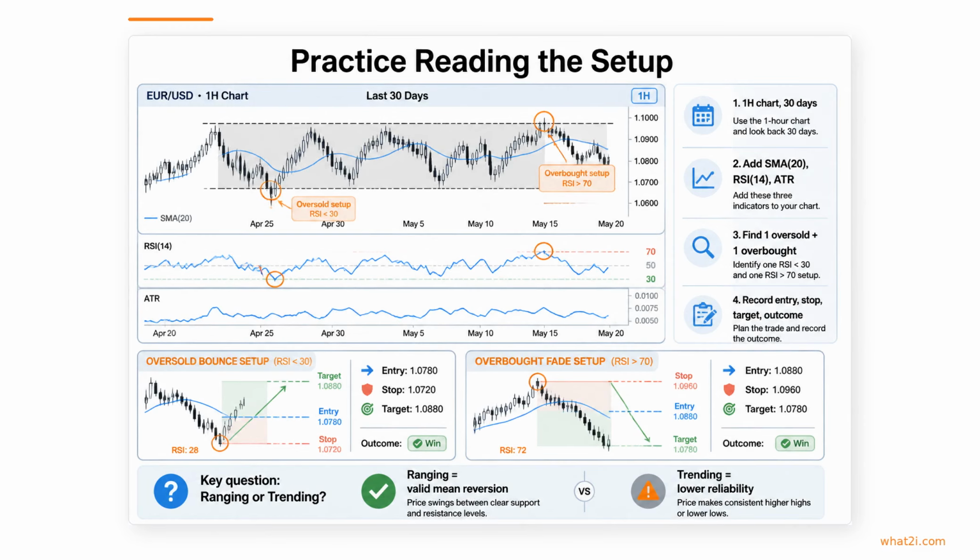A great way to build skill is to review recent charts and practice identifying valid setups for yourself. Use a 1-hour chart, add a 20-period SMA, RSI, and ATR, then find one overbought and one oversold example in a ranging market and record the entry, stop, target, and result so you can see what actually worked.